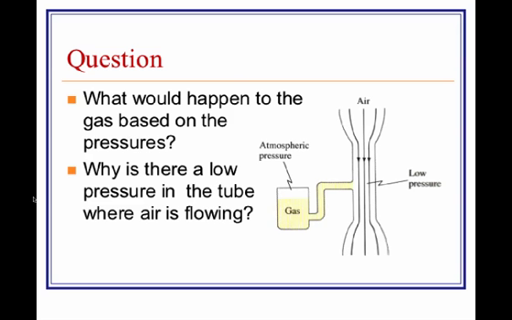Using this diagram on the right side here, I want you to please answer what would happen based on the two different pressures to the gas in that container. Second, why is there a low pressure in the tube where the air is flowing? Use Bernoulli's equation and the Bernoulli's idea to explain why there's a low pressure there.